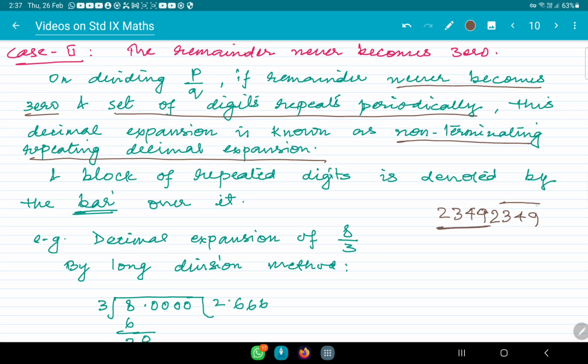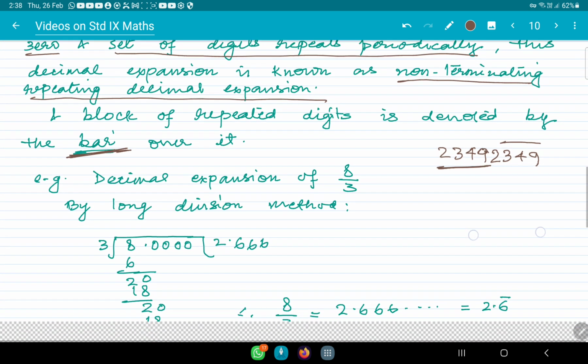So just make a bar over repeating digits. Since it has a bar, the checker easily knows that these digits are repeating. A block of repeated digits is denoted by a bar. So please remember, you have to mention a bar over repeating digits.